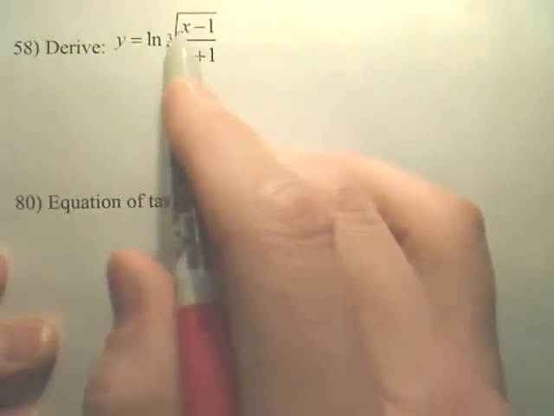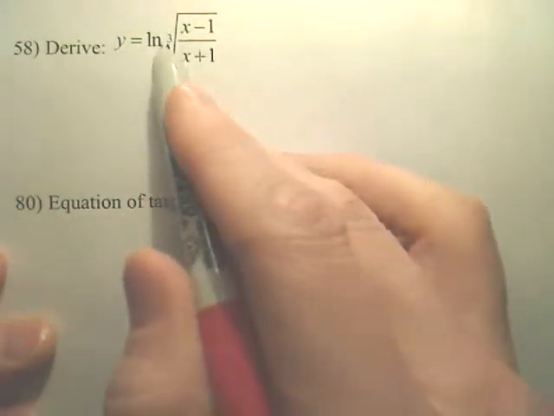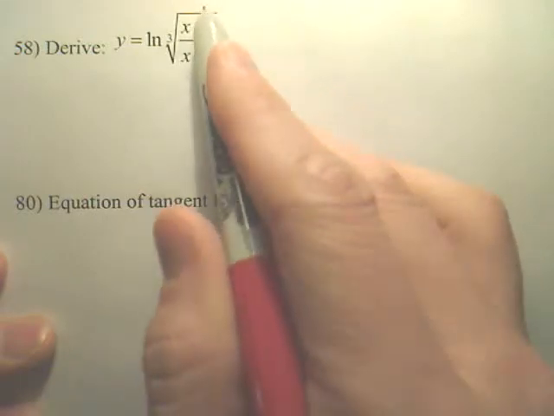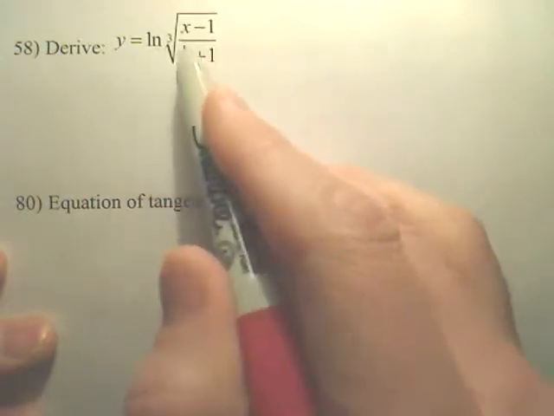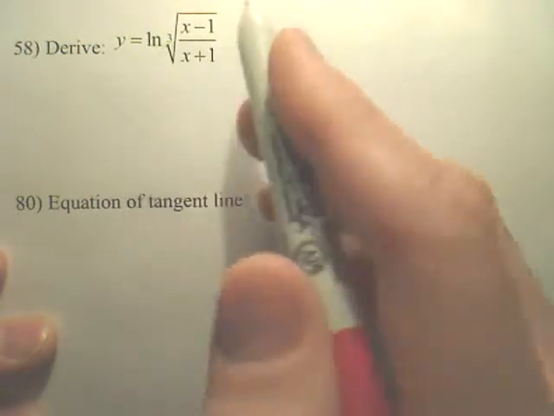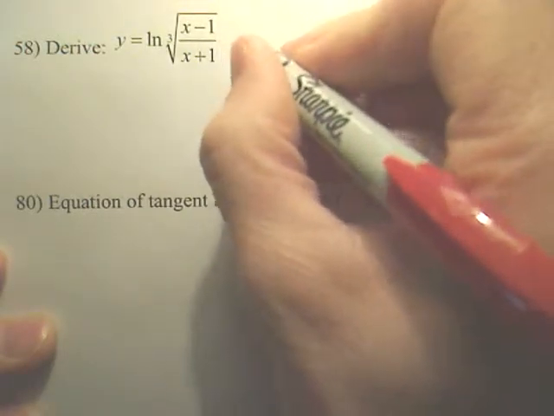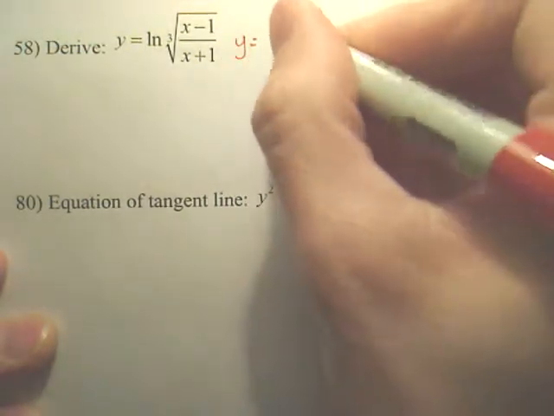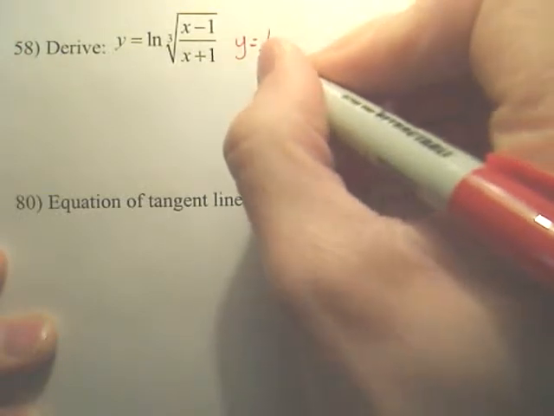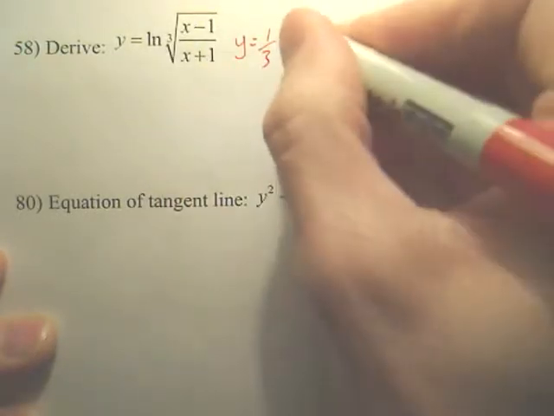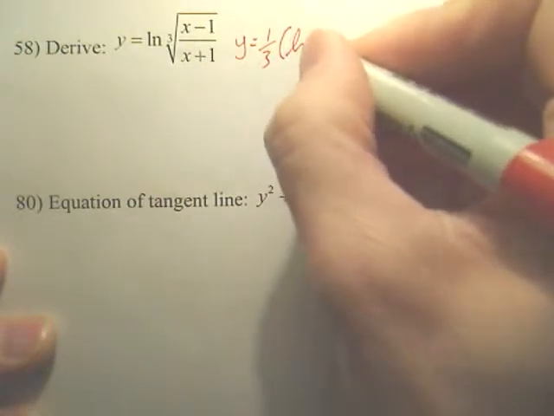If we're going to derive this, it would be a bear to do u prime over u on this whole thing as a chain with a quotient inside. It's so much easier to do something like this. The cube root is 1/3, and you can then pull that out front.